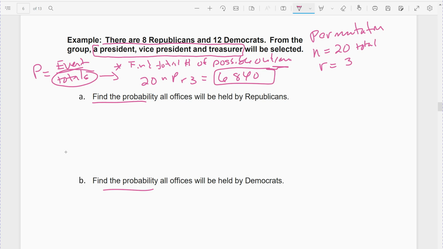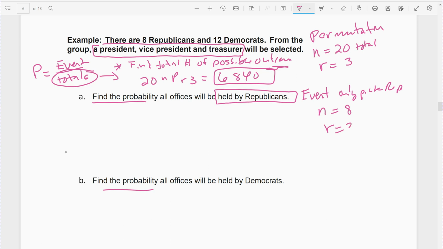to... Alright, so for part A, find the probability that all of the offices will be held by Republicans. So what's the way where we get all 3 positions filled by Republicans? And so that's my event. So I'm going to figure out my event and then divide by my total. All right, the event is we only pick Republicans, which means I'm only selecting from the 8 Republicans. All right, N is only 8 because I'm only selecting from the Republicans.